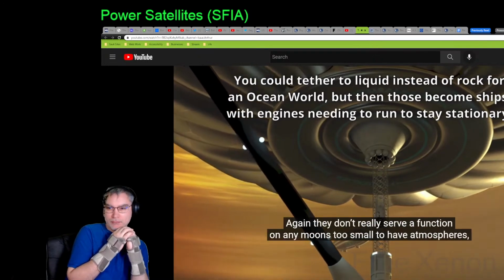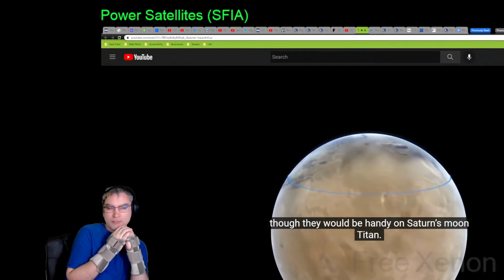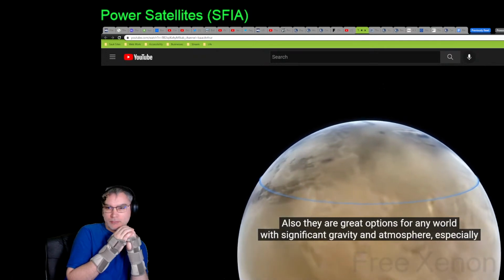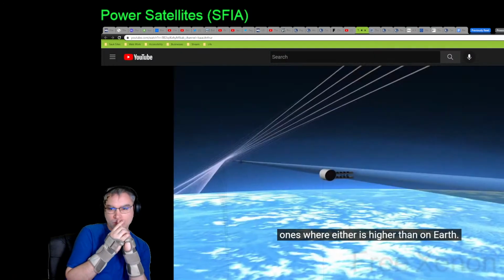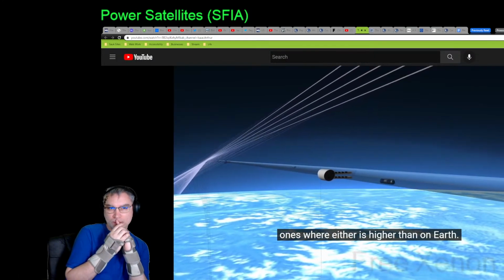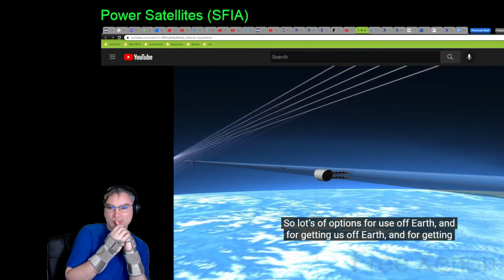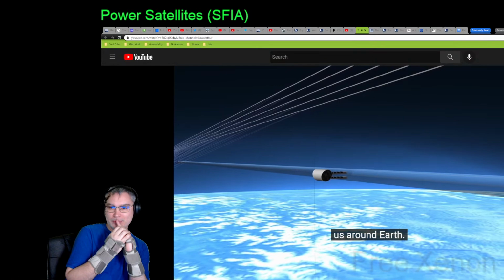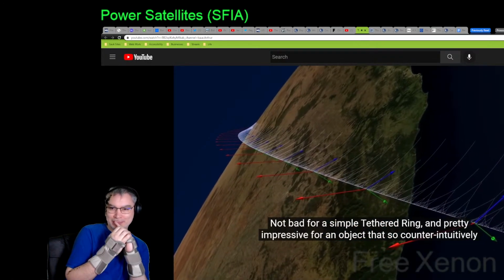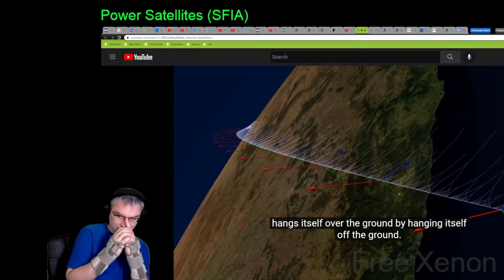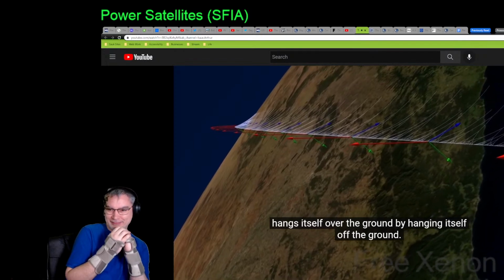Again, they don't really serve a function on any moons too small to have atmospheres, though they would be handy on Saturn's moon Titan. Also, they are great options for any world with significant gravity and atmosphere, especially ones where either is higher than on Earth. So a lot of options for use off Earth, and for getting us off Earth, and for getting us around Earth. Not bad for a simple tethered ring, and pretty impressive for an object that so counterintuitively hangs itself over the ground by hanging itself off the ground.